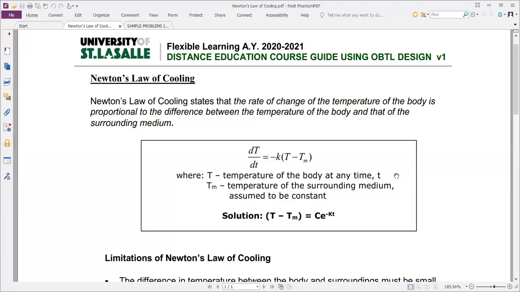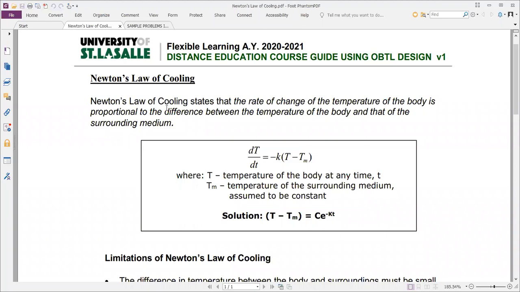Again, listen. With Newton's law of cooling, just like growth and decay, we are representing a certain rate, in this case the rate of change of the temperature of a body, or the rate of change of the temperature of a cooling body specifically. And the manner we represent it is exactly the same as that in growth and decay.